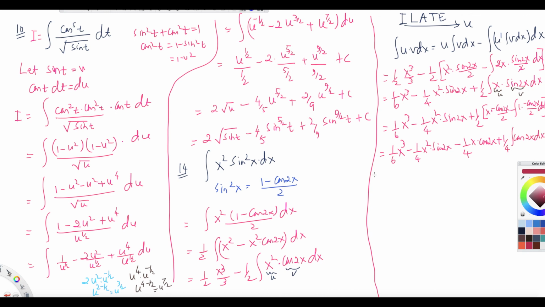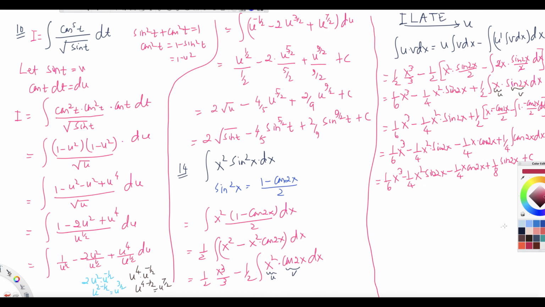If you find that integral, your final answer looks like 1/6 x cubed minus 1/4 x squared sine 2x minus 1/4 x cosine of 2x plus, you get 1/4 is there. What is the integral of cosine 2x? It is sine 2x over 2. So 1/2, you will get 1/2 there, and so that will be 1/8, right? And then sine 2x plus c. That's it. But do you remember the table method?